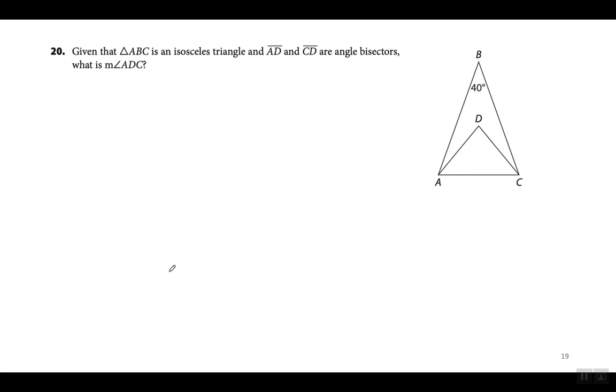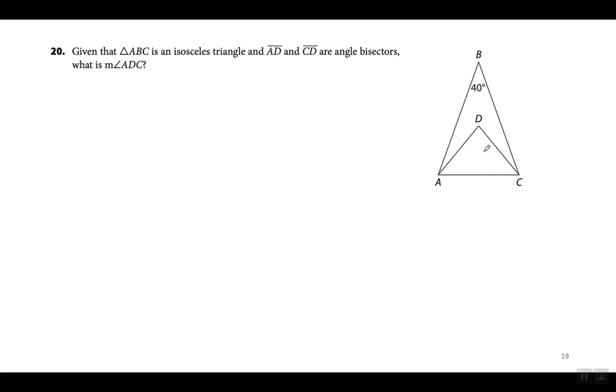This is the last one that we got to go over today. Este es el último ejemplo para hoy. And this is on your homework. Esto también está en la tarea. Given that triangle ABC is an isosceles triangle. Triangle ABC is isosceles. And segment AD and segment CD are angle bisectors.